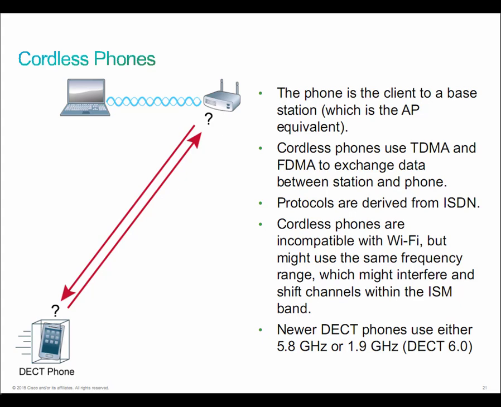Now, most phones today don't really operate in that 2.4 gigahertz range, but it can have a huge effect because, again, even though you think of a cordless phone as kind of a benign type of device, it can operate at up to 250 milliwatts in Europe and up to 100 milliwatts in the United States. So obviously, given that our wireless access points can only operate up to 100 milliwatts, that can be pretty significant.